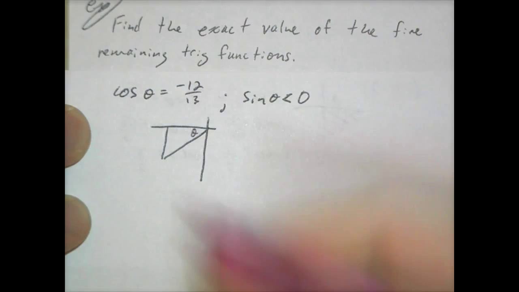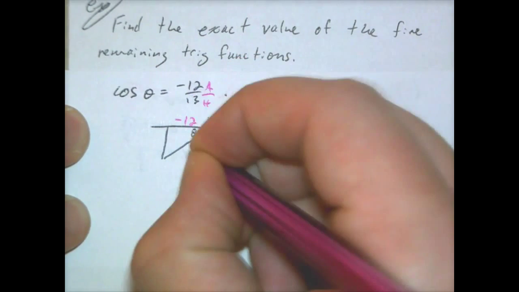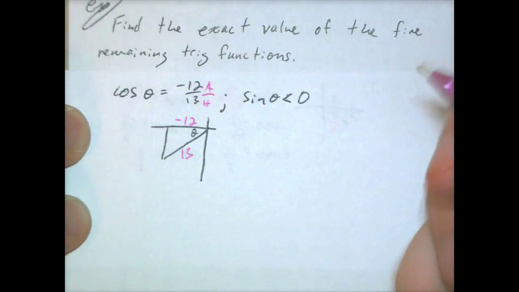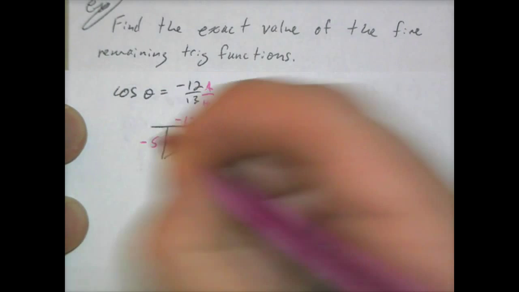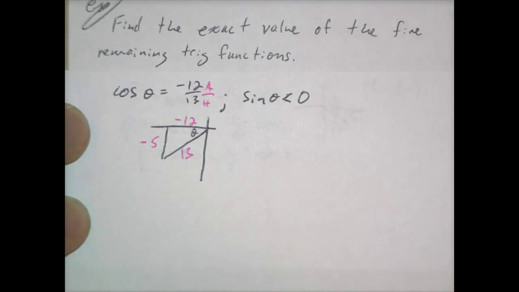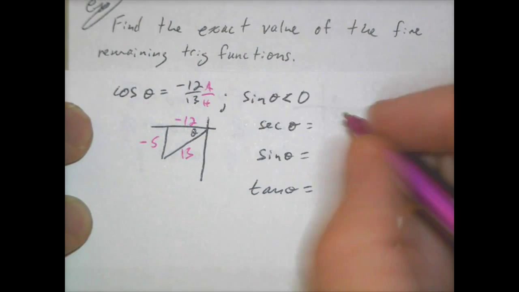Cosine is adjacent over hypotenuse, so A over H, which means that's negative 12 over hypotenuse is 13. By Pythagorean theorem, you will find that this is 5. Since it is going down, because it's in the third quadrant, I know it has to be a negative 5. And then it's just a matter, again, of listing all your trig functions.